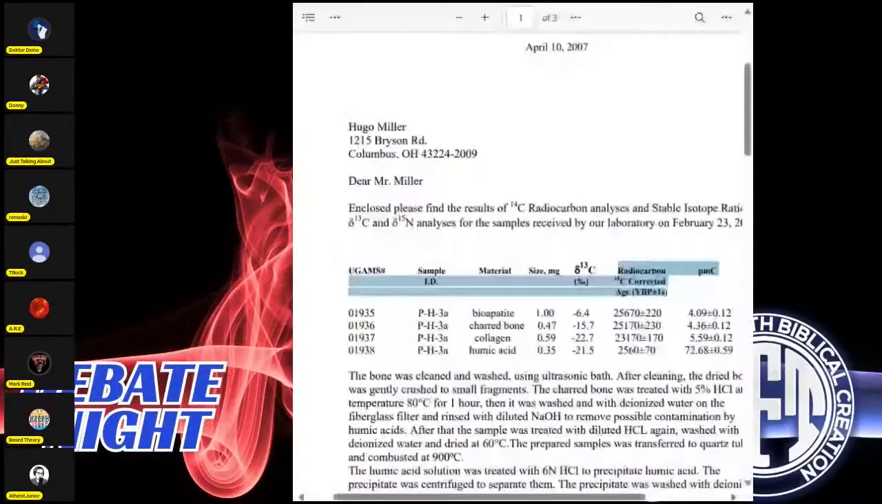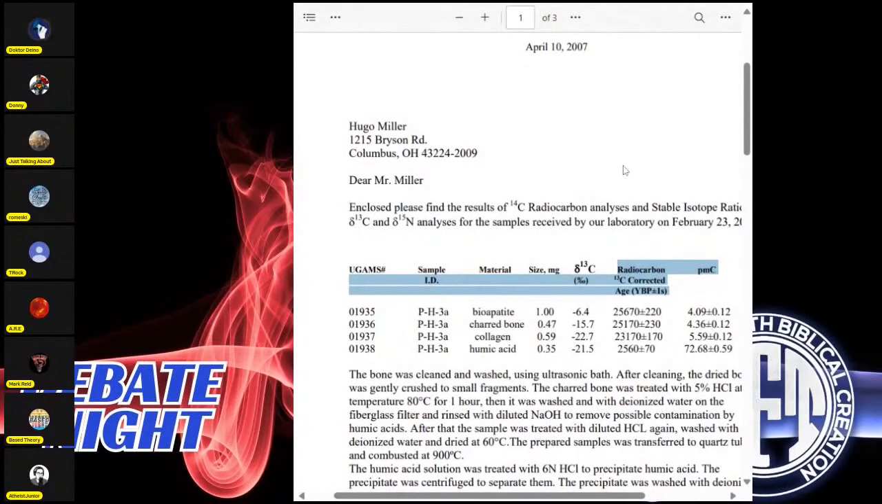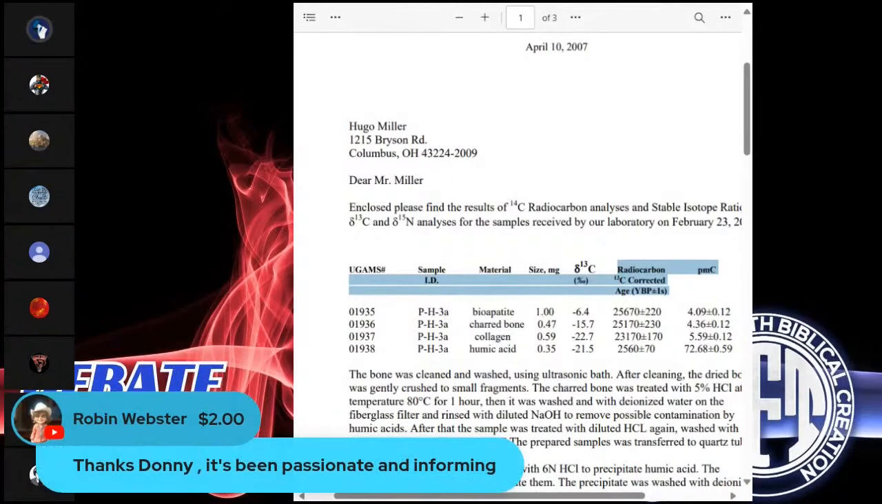Sorry, here's your source. That's a red herring. T-Rock, this is your source here. And sorry, I was wrong. The charred bone is 25,000 years old. This is your source. They calculated the age. You haven't looked up your source, have you? Because you sent me a link to the guy's presentation on YouTube. This is his actual results. This is what you shared to prove your point. Do you not see that column that says PMC? You keep saying age, but they're giving an age equivalent, and it's called percent modern carbon for a reason.